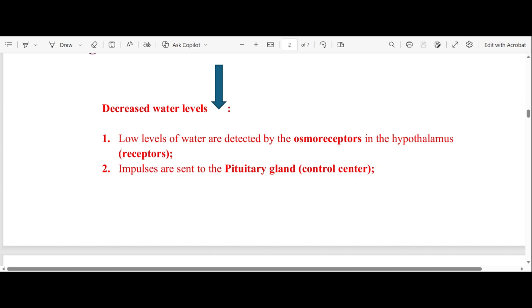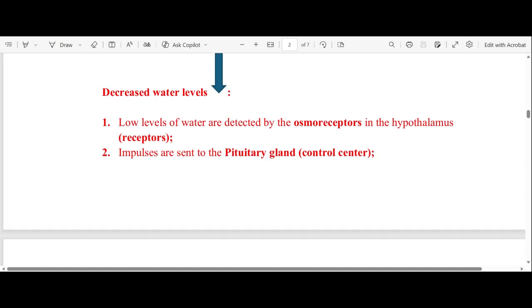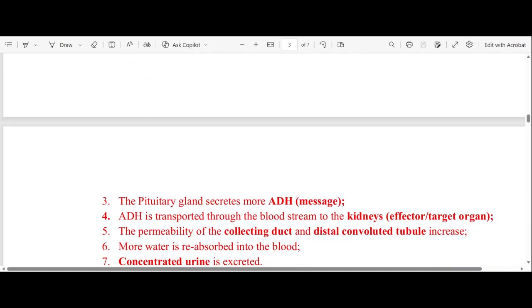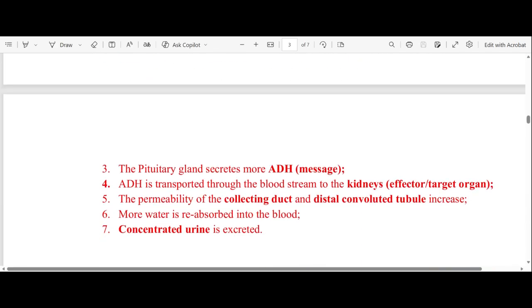The pituitary gland becomes the control center. And remember, after this, the control center has to respond. It has to send a message in the form of a hormone. Let's see which hormone it will send. Then the pituitary gland will secrete more ADH. So that's the message. What is ADH? ADH stands for antidiuretic hormone. It's responsible for water regulation.